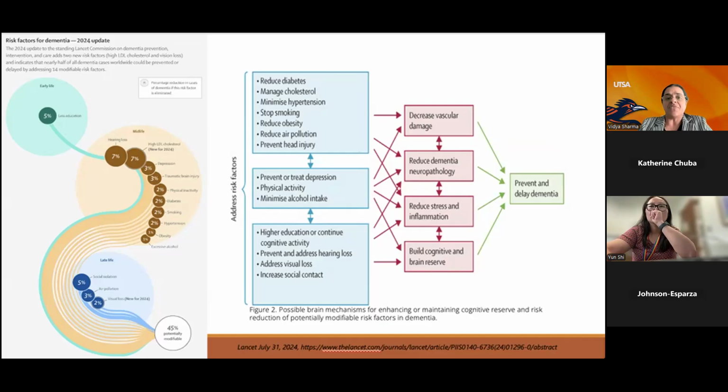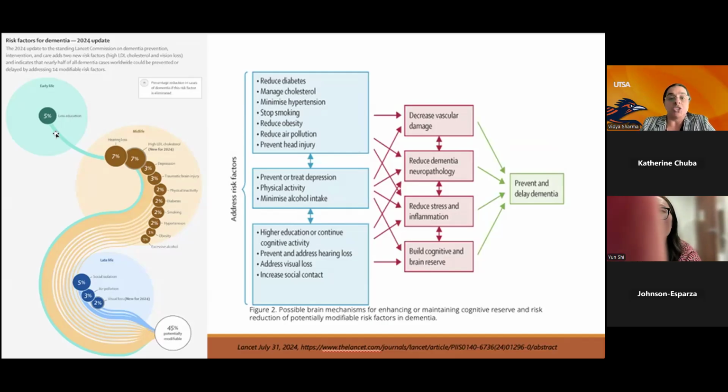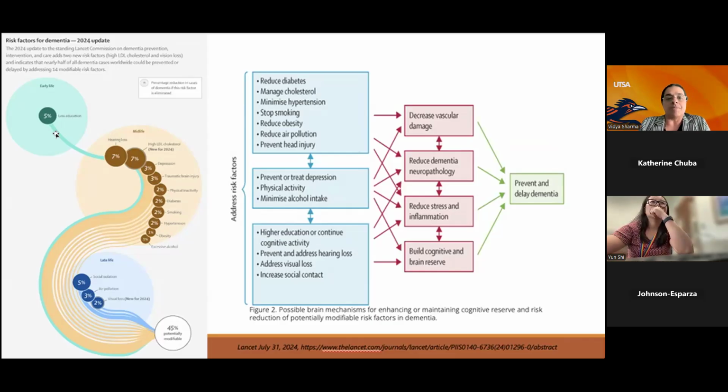So early life, again, you can see this one, the teal colored circle. It's about 5% of it, which is mostly related to low education. And believe it or not, that does play a big important role, because you want to make sure that people have access to education, because it's not just for cognitive development, but it's also for long-term brain health.